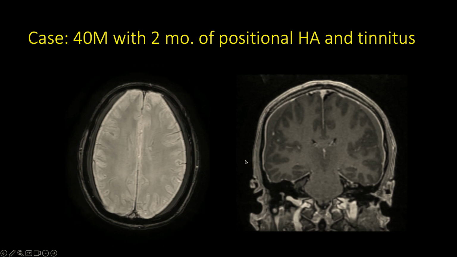So here was a 40-year-old male with a 2-month history of positional headaches and tinnitus. Now look at the T2 star image. We see bilateral subdural hematomas. On our post-contrast MR, we see diffuse pachymeningeal thickening and enhancement.